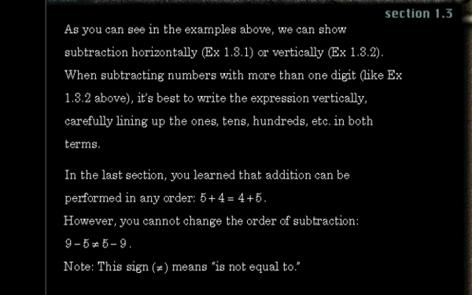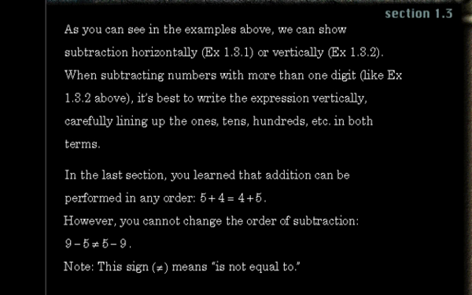As you can see in the examples above, we can show subtraction horizontally, example 1.3.1, or vertically, example 1.3.2. When subtracting numbers with more than one digit, like example 1.3.2 above, it's best to write the expression vertically, carefully lining up the ones, tens, hundreds, etc.